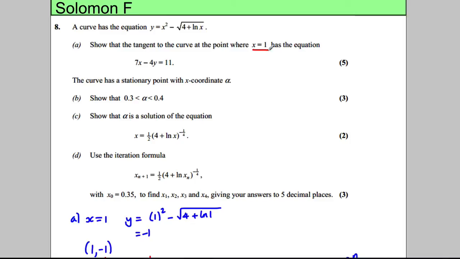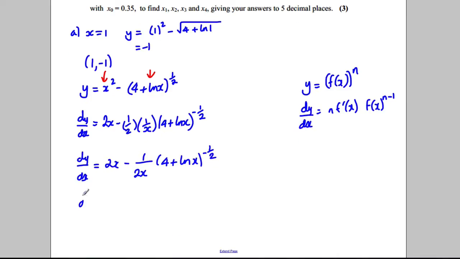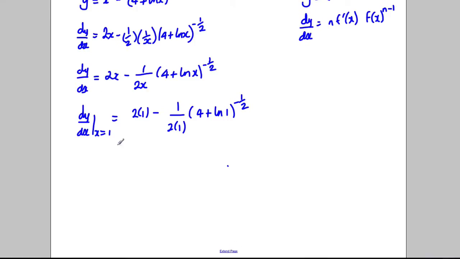Now we want the gradient where x is 1, so we're going to substitute x is 1 in here. So dy by dx when x is equal to 1 is equal to 2 times 1, take away 1 over 2 times 1, 4 plus the natural logarithm of 1 to the negative a half. So let's work this out. 2 times 1 is 2, and this would be subtract a half. Now, look, natural logarithm of 1 is just 0. So 4 to the negative a half is 1 over 4 to the half, which is 1 over 2. So this would be 1 over 2 times 1 over 2. This would be another 1 over 2 here. And that would be 2 take away a quarter, which will be 7 quarters, like that.